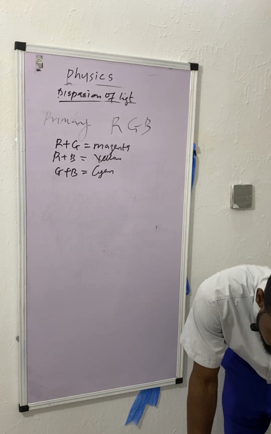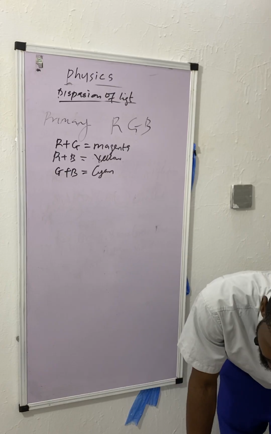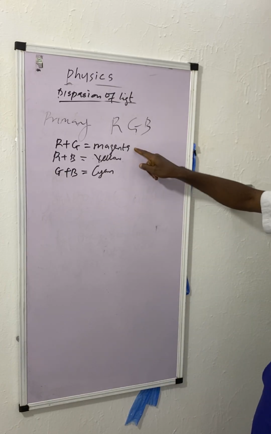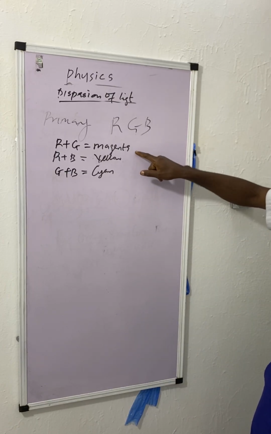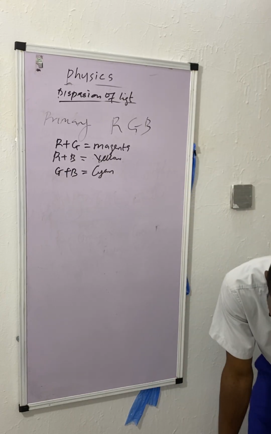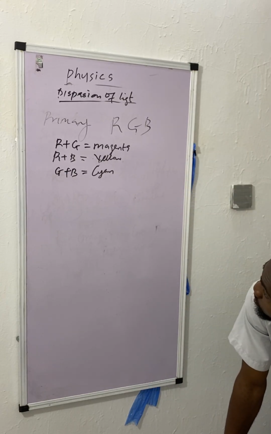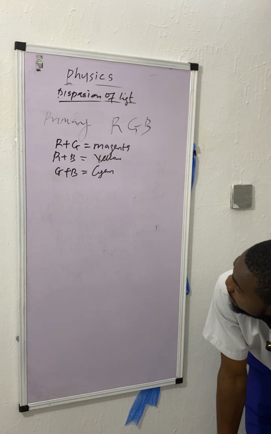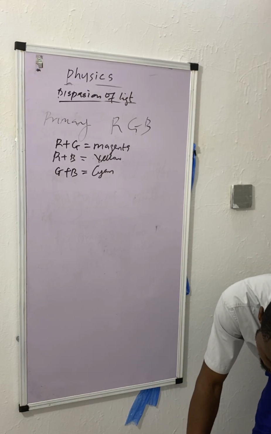All right. Then tertiary color. How do you get tertiary color? You add one secondary color to one primary color to get tertiary color. All right, but let's leave that one.